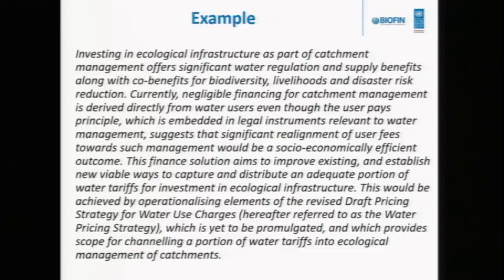Investing in ecological infrastructure as part of catchment management offers significant water regulation and supply benefits, along with co-benefits for biodiversity, livelihoods, and disaster risk reduction. Currently, so this is the problem, currently negligible financing for catchment management is derived directly from water users, even though the user pays principle, which is embedded in legal instruments relevant to water management, suggests that significant realignment of user fees towards such management would be a socio-economically efficient outcome.